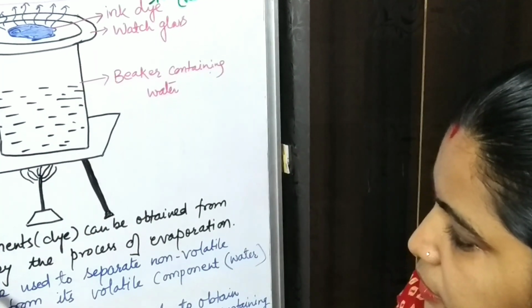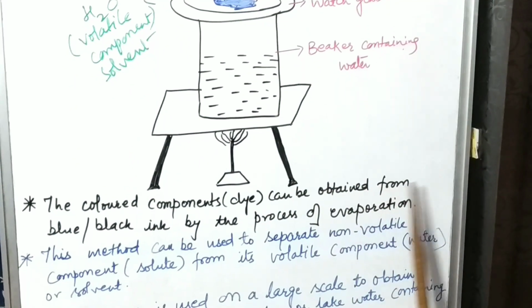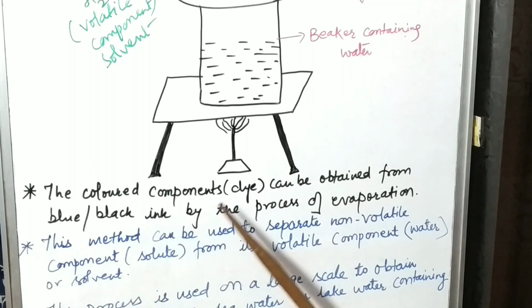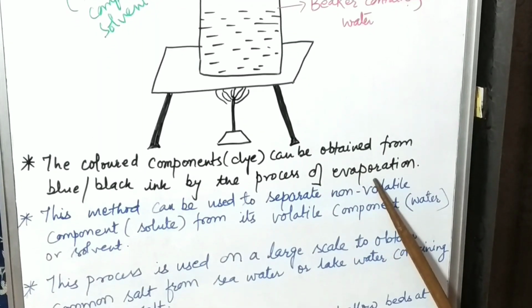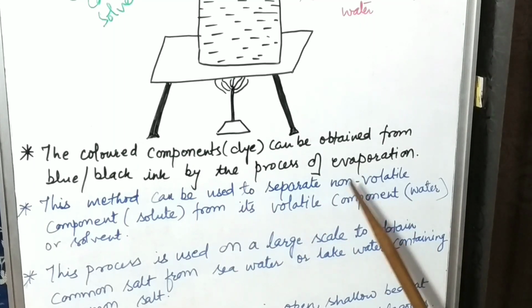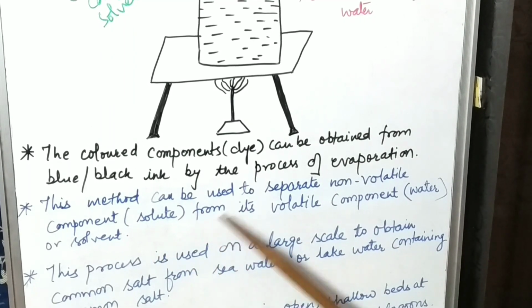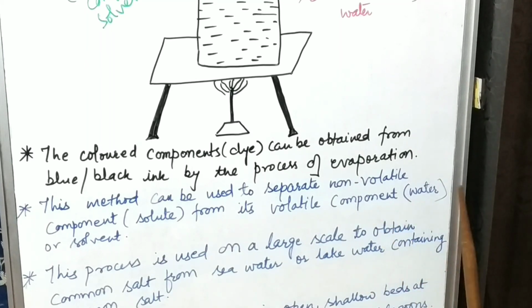You can write in your notebooks: the colored component or dye can be obtained from blue or black ink by the process of evaporation. This method can be used to separate the non-volatile component, that is solute, from its volatile component, that is water or solvent, that we have discussed just now.